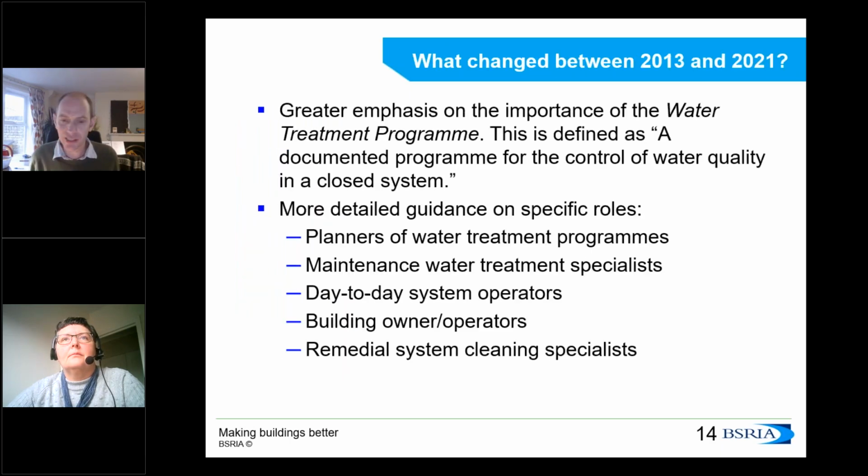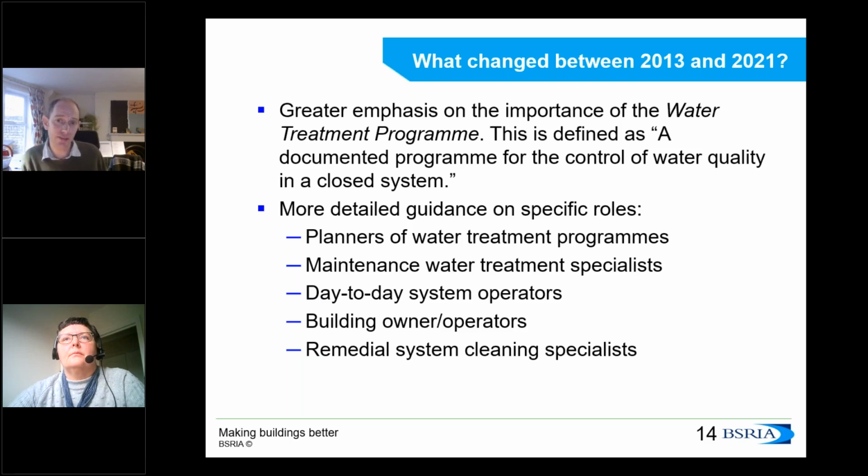So what have we actually changed? If we were to list every single change, we would be here for hours. Some of them were very small changes, generally making the guide more readable, more logically ordered, and clarifying points that had been confusing certain readers of the 2013 edition of the guide. But there's also some more major changes.